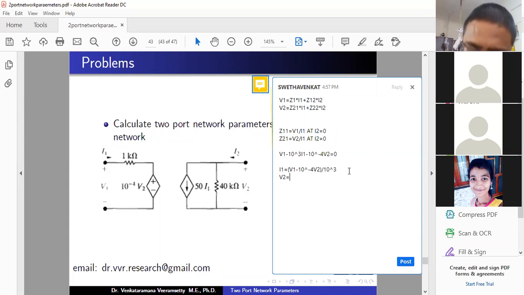Across 40 kilo ohm. Good. So what is the value of the voltage across the 40 kilo ohm? What is the voltage across the 40 kilo ohm?